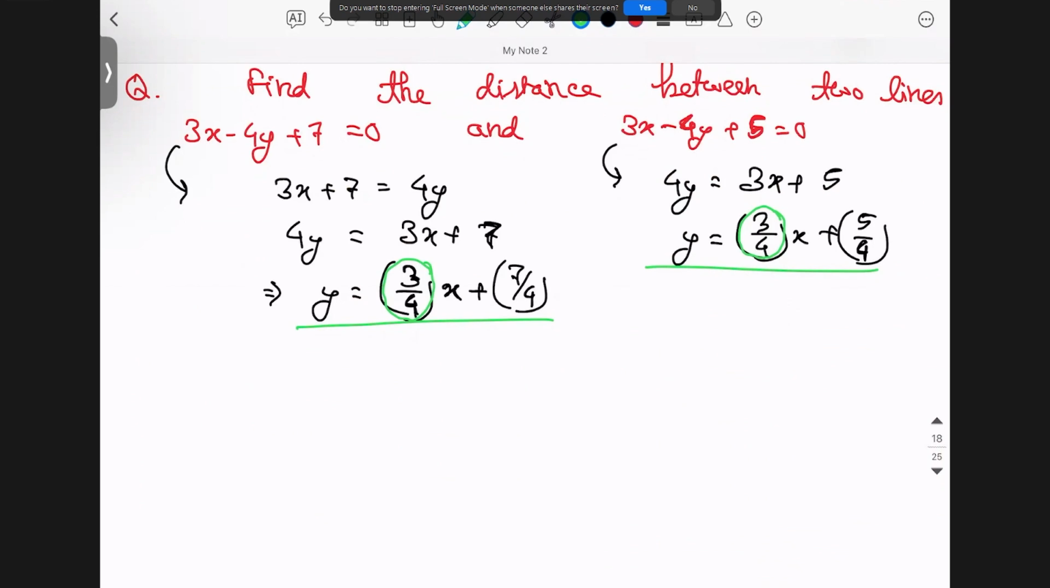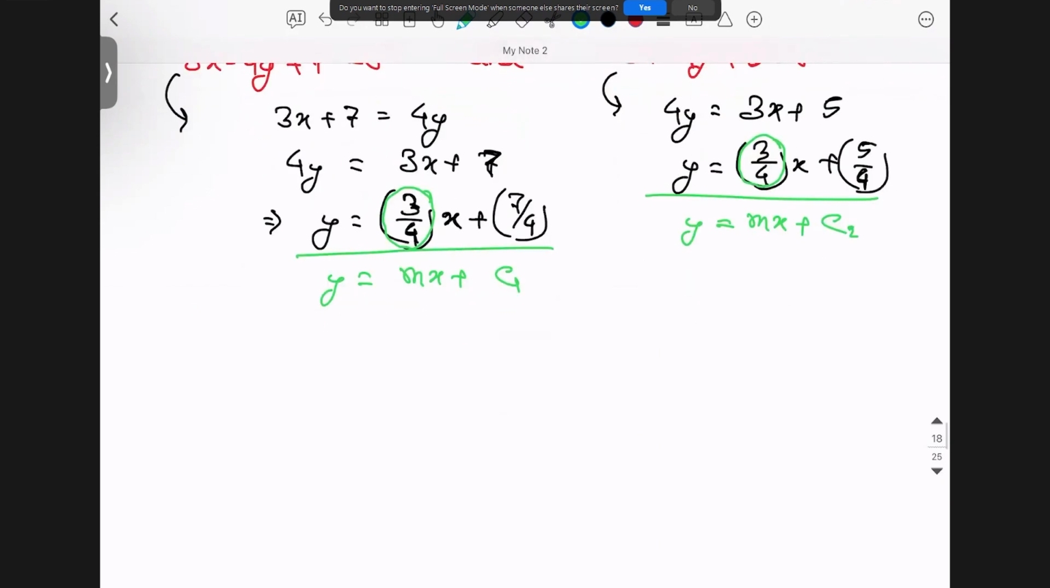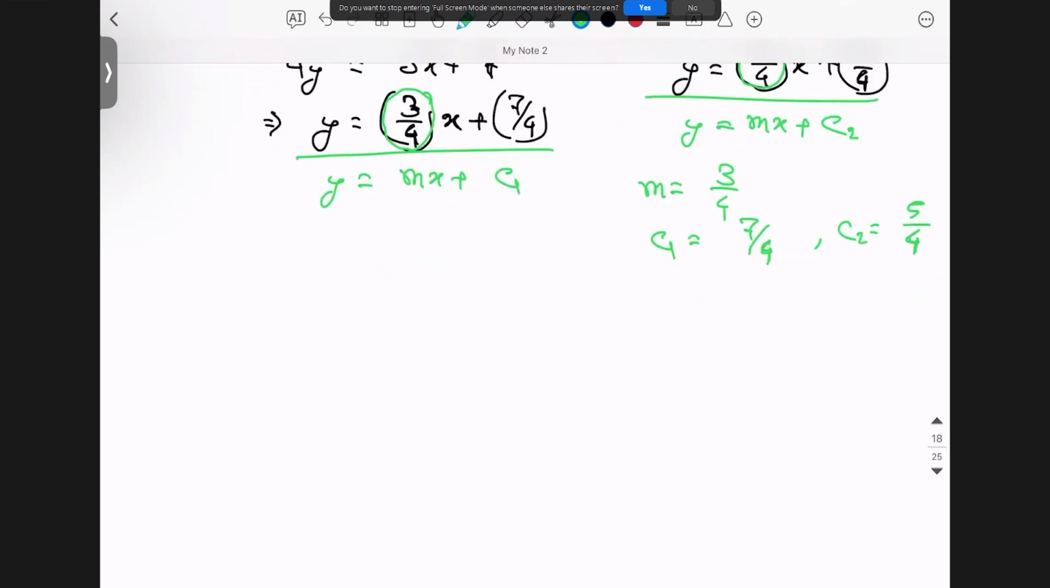Now, according to the formula, what was that? The formula was y equals mx plus c1, and this was y equals mx plus c2. So here m equals 3 by 4, c1 equals 7 by 4, c2 equals 5 by 4. Okay.